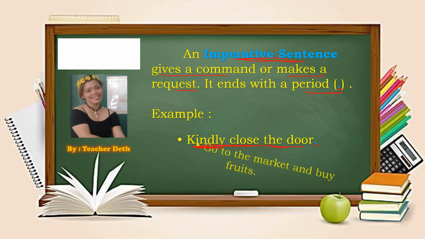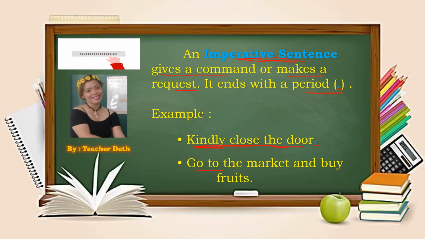Another example is this one: Go to the market and buy fruits. This sentence is a command. It is not using a polite word, right? This sentence is commanding you to go to the market and buy fruits. Since it is commanding, that's an imperative sentence. And again, you are using the punctuation mark period at the end of your sentence.